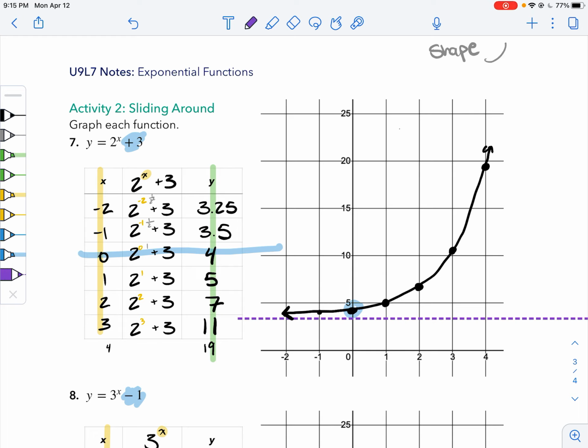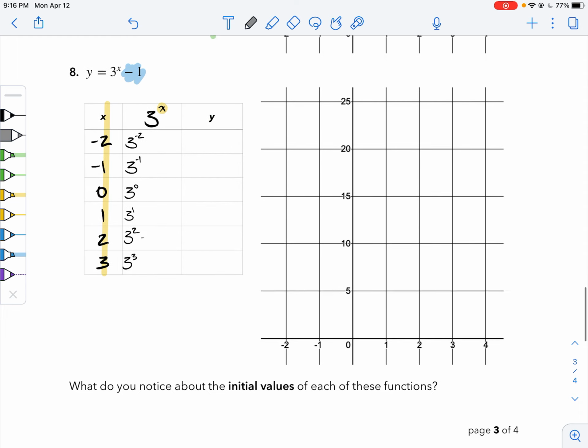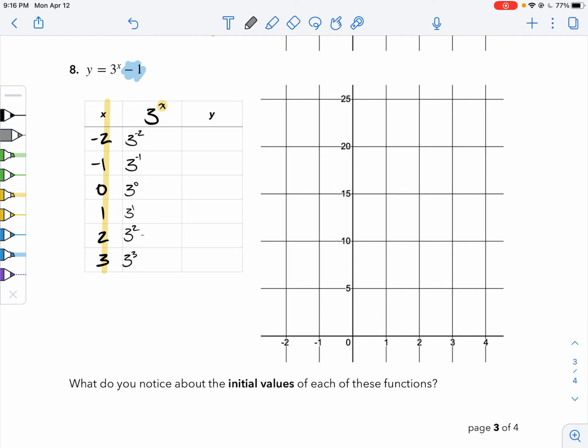I also look at your asymptote. Is your asymptote in the right place? Like literally draw it in. I'll also look at your initial value. That's this blue spot when x equals 0. So that's fun.